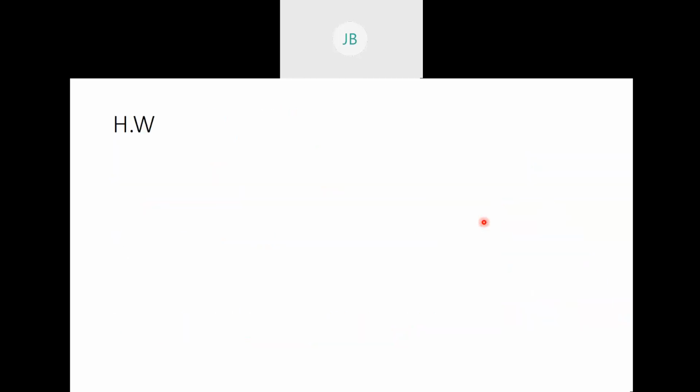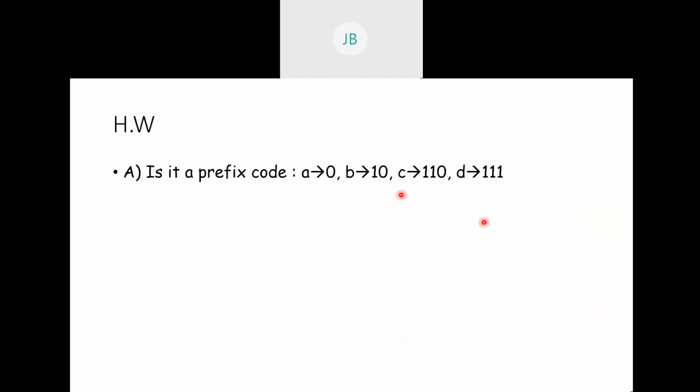Okay, now we have a homework here. You must try this homework. Is it a prefix code? You need to find out. I have given here a bit pattern. You need to write the tree diagram for this, and you will come to know whether it is a proper prefix code or not. Similarly, we have one more example here. For this also you try to write the tree diagram and find out whether it's a prefix code or not.